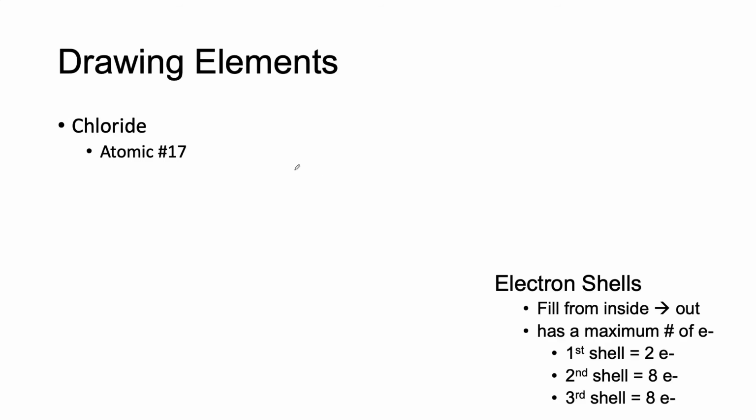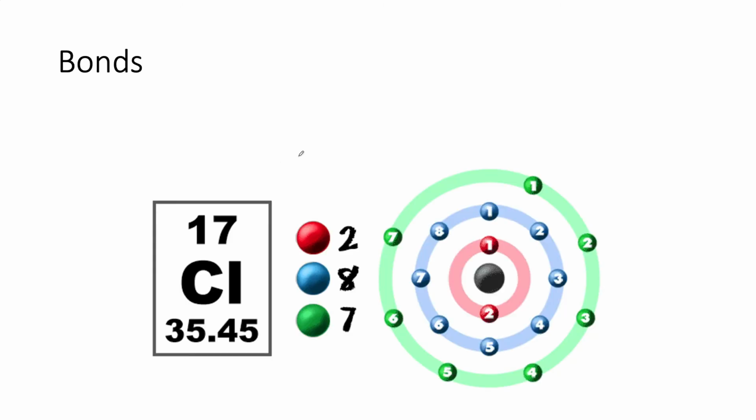It's very willing to give away that electron. Another element that is pretty reactive is chloride. Chloride is atomic number 17. If you were to draw this one out, you would actually have to go to the 3rd shell because it has so many electrons, right? So it's got 17 protons.